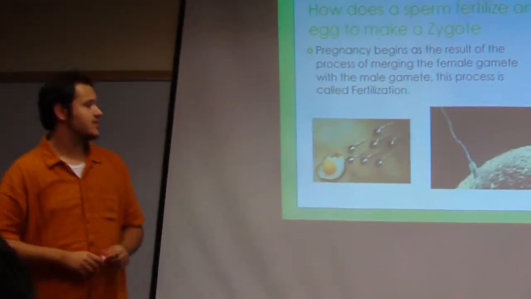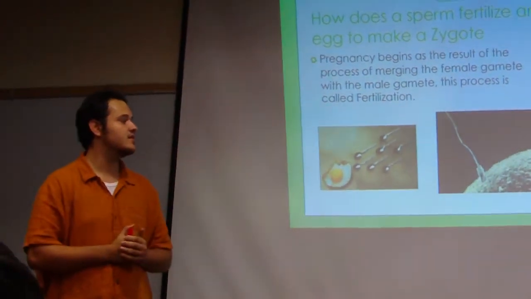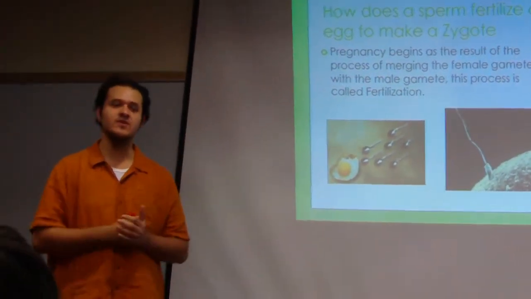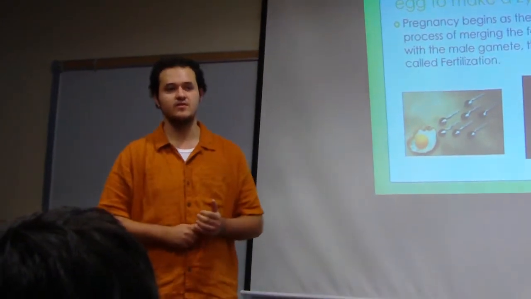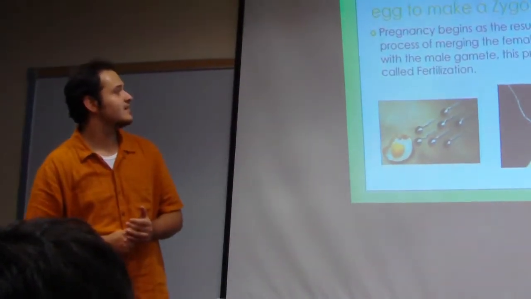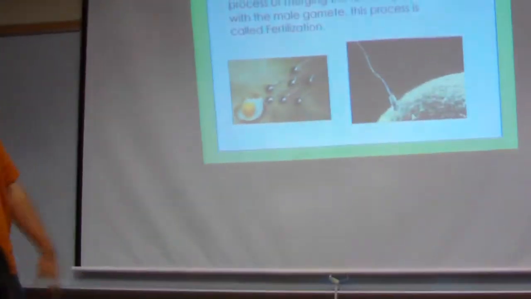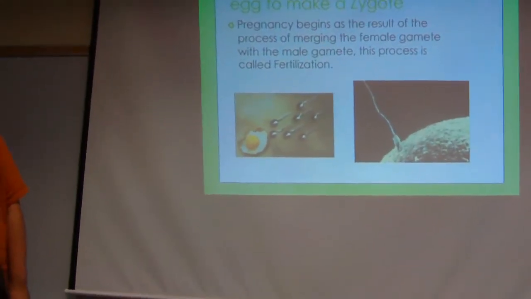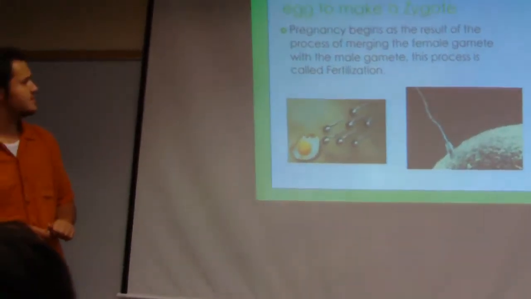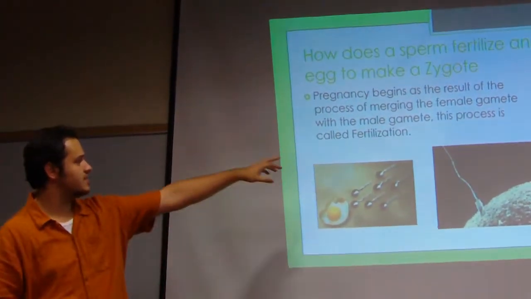In the sexual contact, 5 million sperms are coming from a man. Only one of them is going to fertilize the egg. One of the 5 million sperms, the best one, the most healthy one. This is not a real picture, but that's the real one. And that is the winner. Starting from that time, pregnancy starts, and this process is called fertilization.